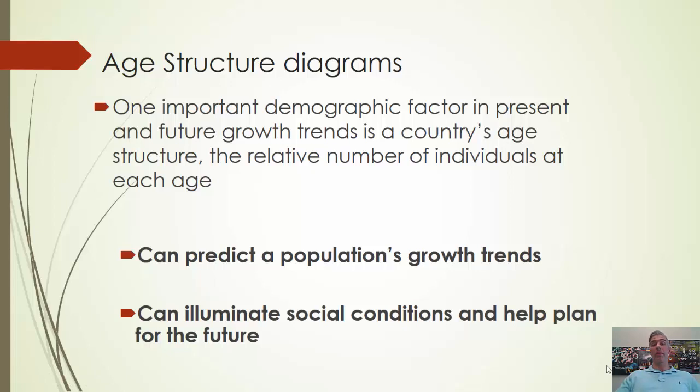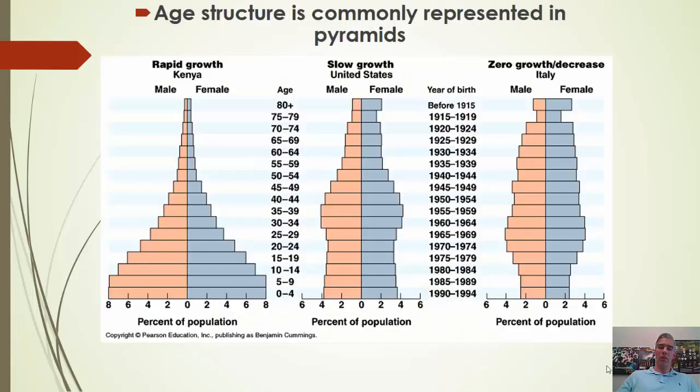The last thing we're going to talk about in population ecology are age structure diagrams, which basically look at the percentage of individuals within small demographic groups based on their ages within a population. So it tells you the number of individuals who are males and females between 0 and 5 years old, between 6 and 10 years old, or something like that. It shows you a lot of interesting things. One is that it can predict population growth trends. Another is that it illuminates social conditions within that population. And because of that, it can help you plan for the future.